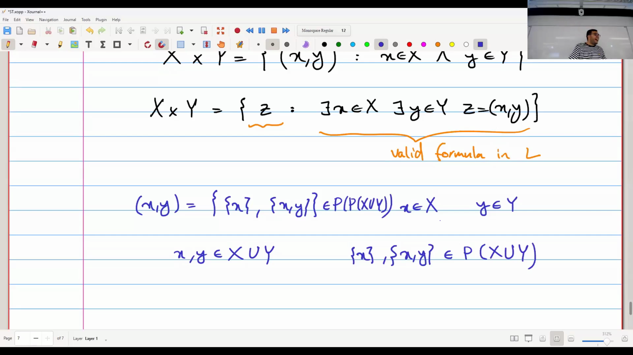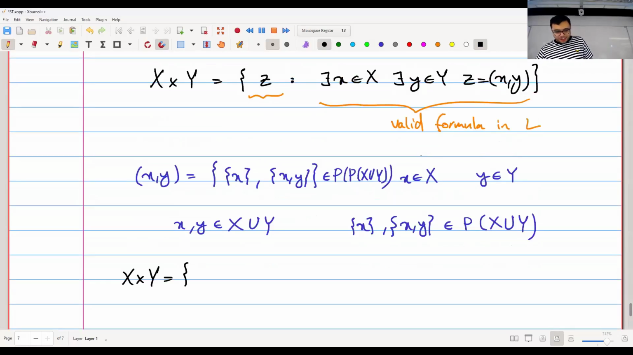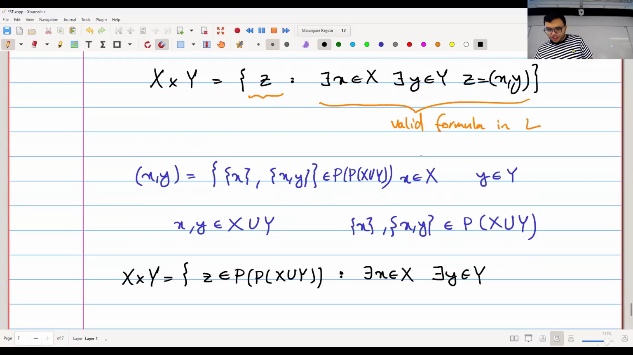Right? And because I have the power set axiom, and because I already have the union axiom, I know that I can have X union Y, I can have its power set, and then I can have its power set. So I can finally give a good definition for the Cartesian product of X and Y. I can say this is the set of all Z in the power set of the power set of X union Y, such that there exists some x in X and there exists some y in Y, where Z is the pair xy.